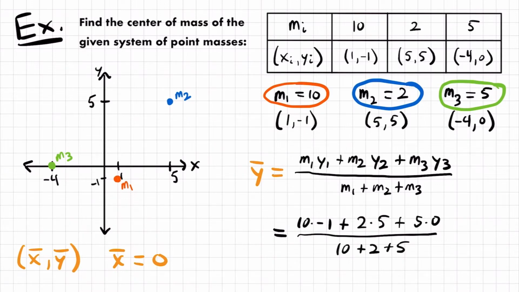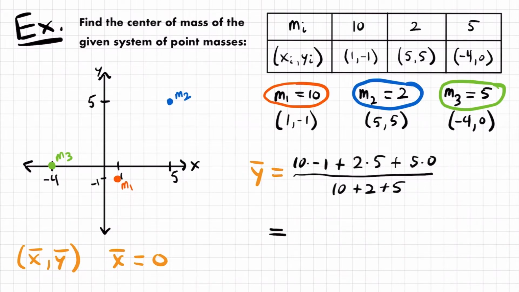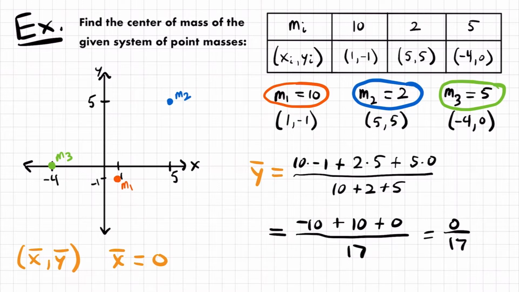Okay, and so if I clean up my work, we can simplify, and this will be equal to 10 times negative 1, that will be negative 10, plus 2 times 5, that's equal to positive 10, and then we will add 5 times 0, which is just equal to 0. And that will be divided by 10 plus 2 plus 5, which is equal to 17. And so then negative 10 plus 10 is 0 plus 0 is still 0, and so this is equal to 0 divided by 17, which just like x bar is going to be equal to 0.